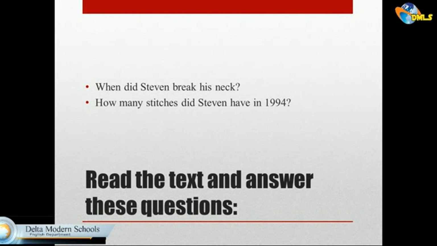Question number 1. When did Stephen break his neck? Yes, can you read number 2, please? Yes. How many stitches did Stephen have in 1994? You have 3 minutes to read the text again and try to find the answers of these questions.